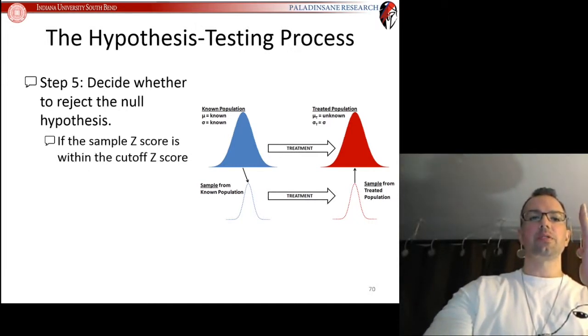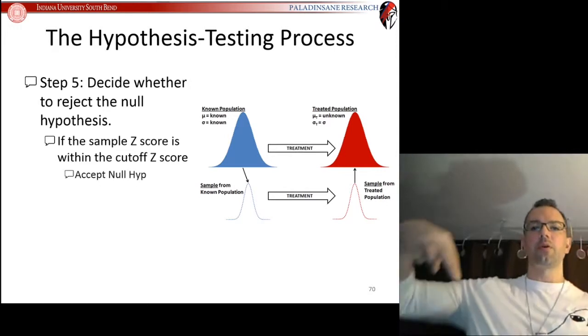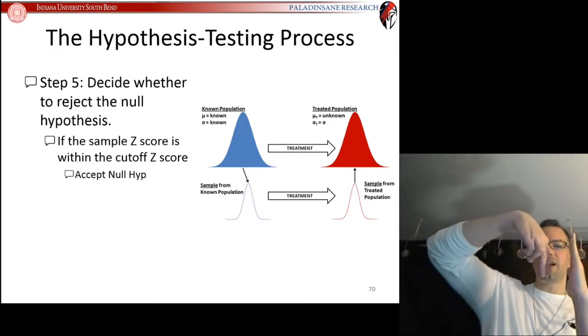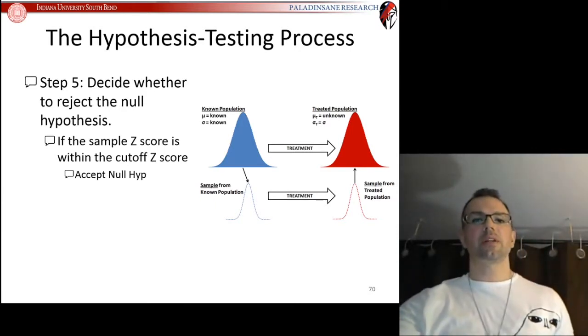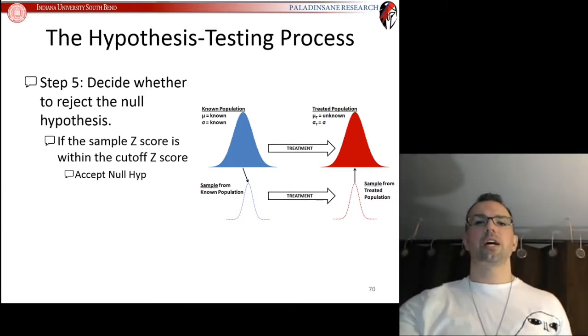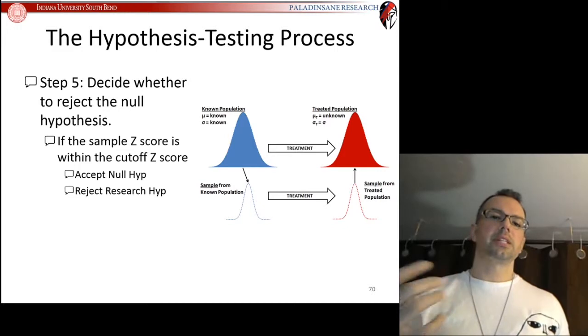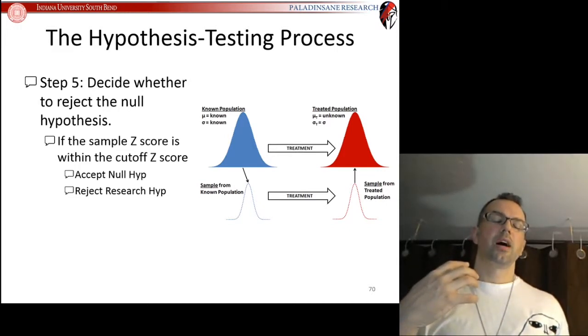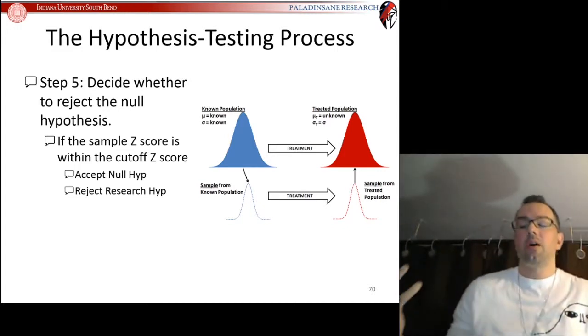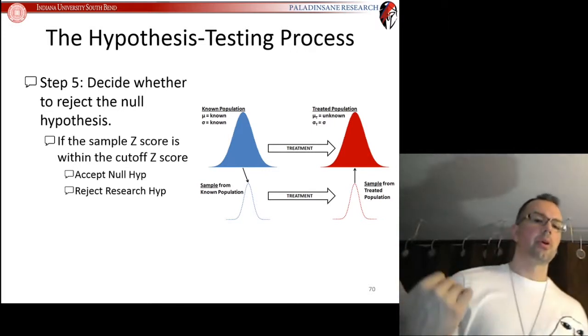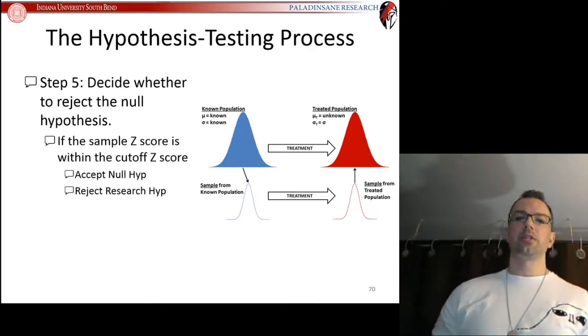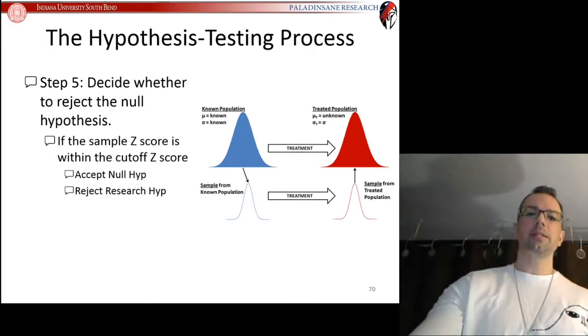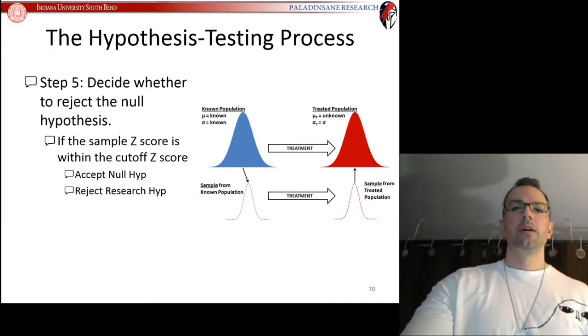If, on the other hand, the sample z-score is within the cutoff score, if it walks up to that cutoff score and then stops, doesn't cross that line, we're going to accept the null hypothesis and reject the research hypothesis. We're going to accept the idea that our treatment again does nothing. Oh no, back to the drawing board. And we're going to reject the idea that our research did something. So which case is it this time around?